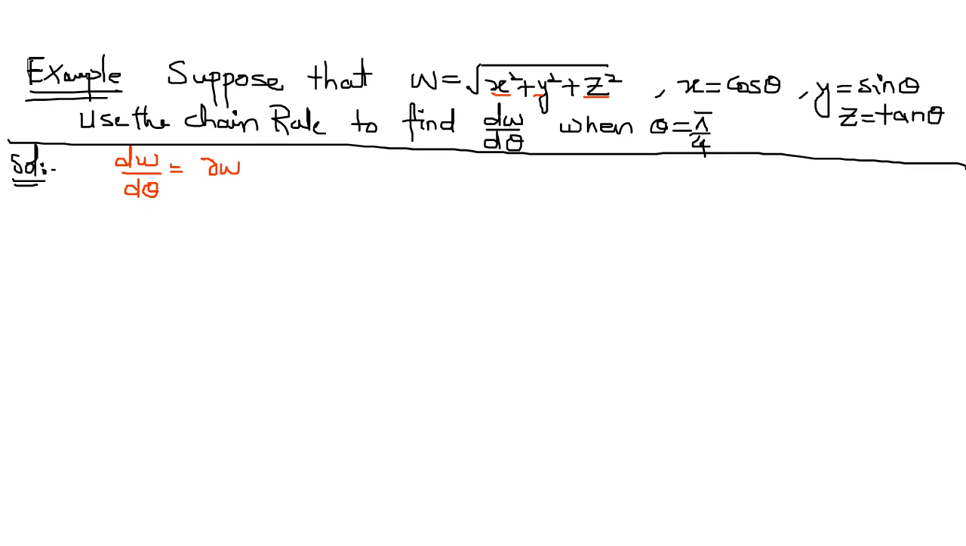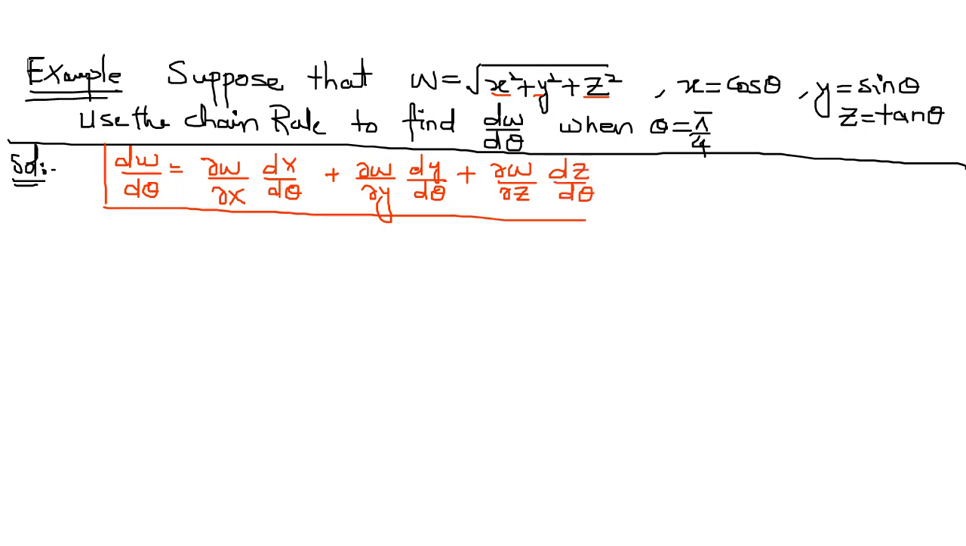That is partial derivative of w with respect to x and dx over d theta. Okay, but here you have theta, so you will write theta. Before in the question we had t, so we wrote t. Plus partial derivative of w with respect to y, dy over d theta, plus partial derivative of w with respect to z and dz over d theta. Now how many terms do we need? 6 terms.